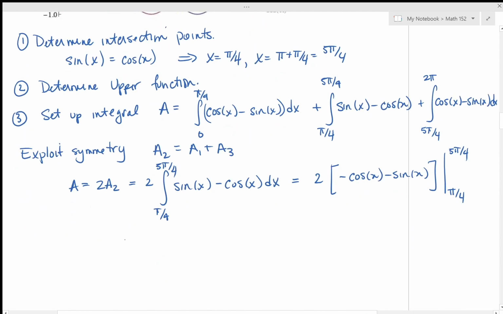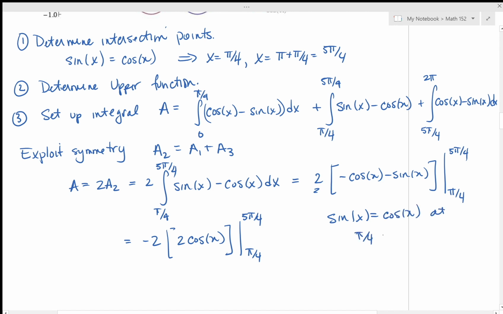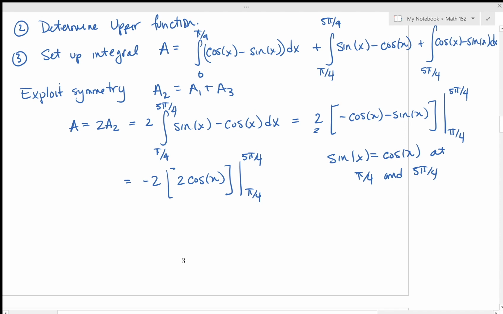So this calculation, I can just rewrite it. I'm going to factor out the minus sign, minus 2. So that's this 2 and the minus sign. And then I'll have cos x plus sine x, but they are the same. So that's just going to be 2 cos x evaluated at pi by 4 and 5 pi by 4. Let this just be sine x equals cos x at pi by 4 and 5 pi by 4. That's just a time-saving maneuver. And so now I've got it down to just 2 calculations. So this is then going to be minus 4 times the cosine of 5 pi by 4 minus the cosine of pi by 4. There it is.